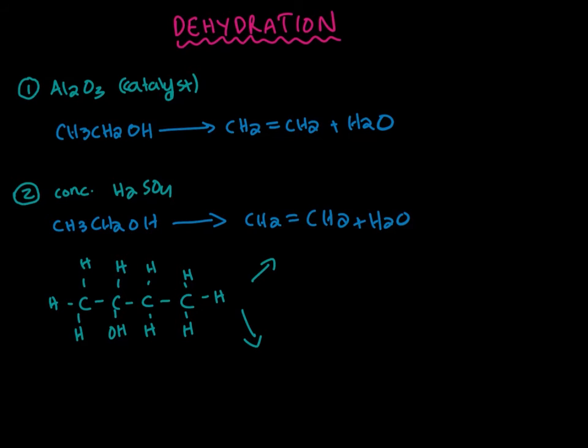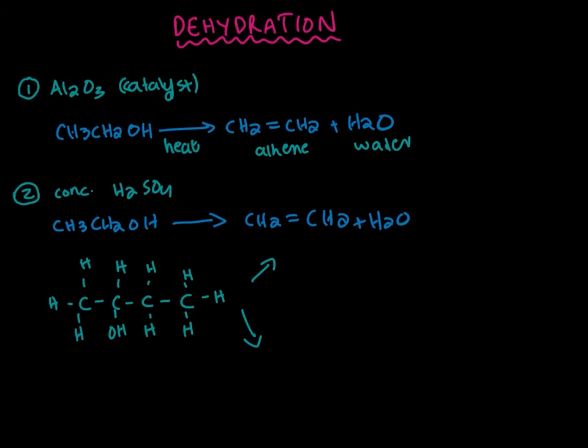The next reaction is the dehydration of alcohols, and you can do this using two ways. So the first one is going to be using Al2O3 as catalyst, and you're also going to heat this mixture. So dehydration gives you an alkene and water. In this case, you had a 2-carbon alcohol, so you're going to get a 2-carbon alkene.